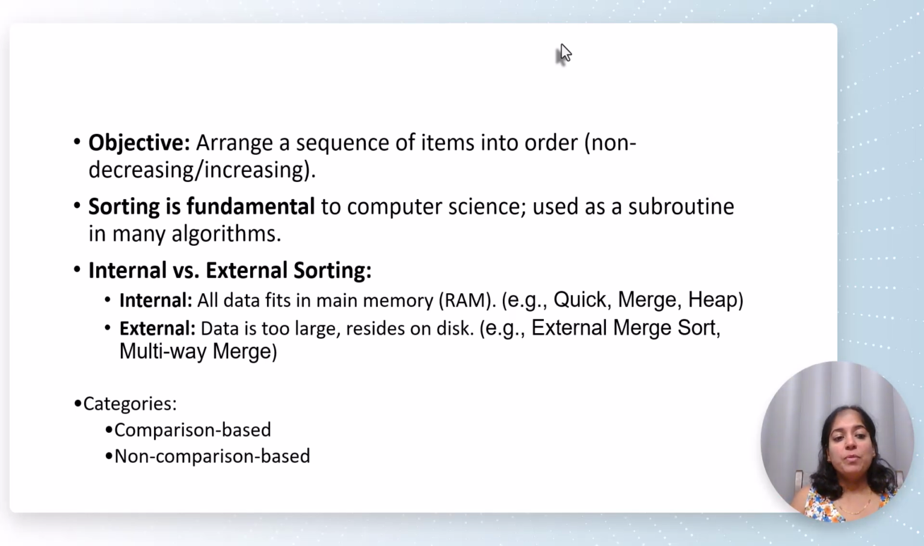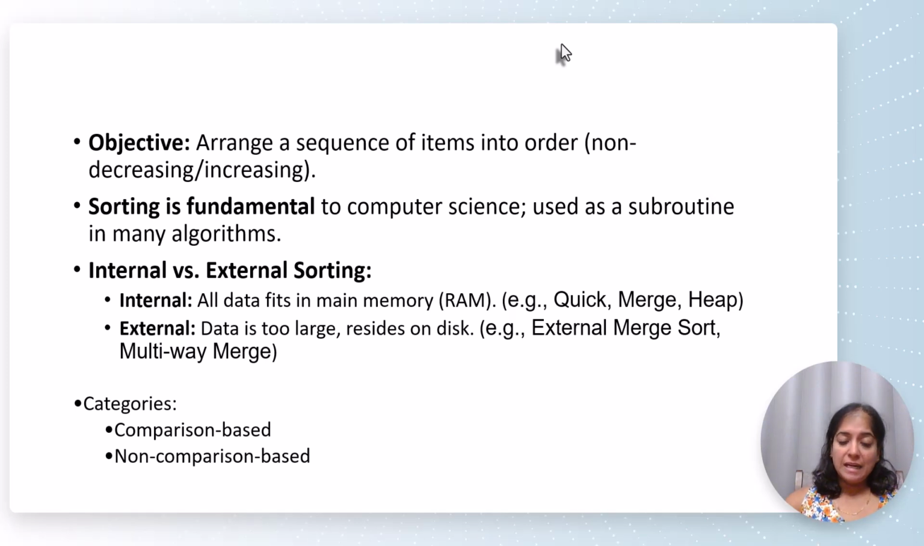Okay, so we have sorting of two types. One is internal sorting and one is external sorting. When all of our data is in the main memory, which is called RAM, random access memory, then we perform internal sorting. But when our data is on external storage, like your hard disk drive, that is called external sorting.